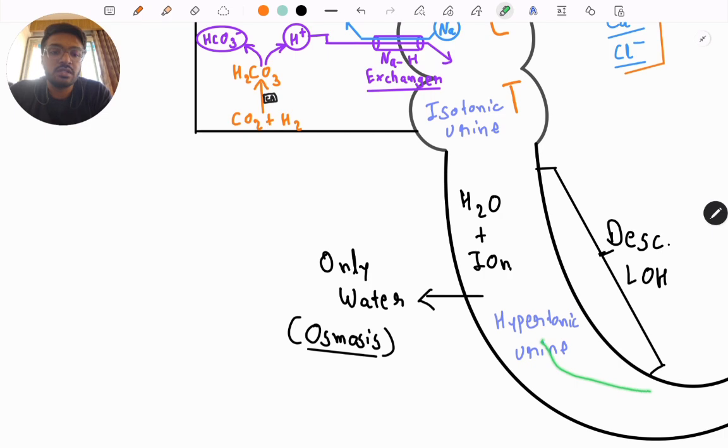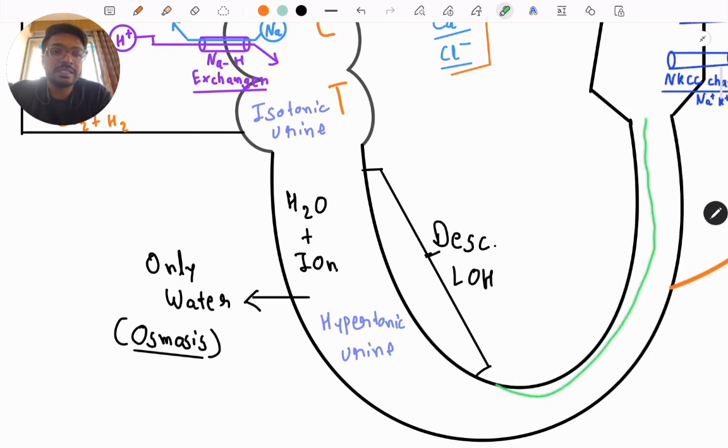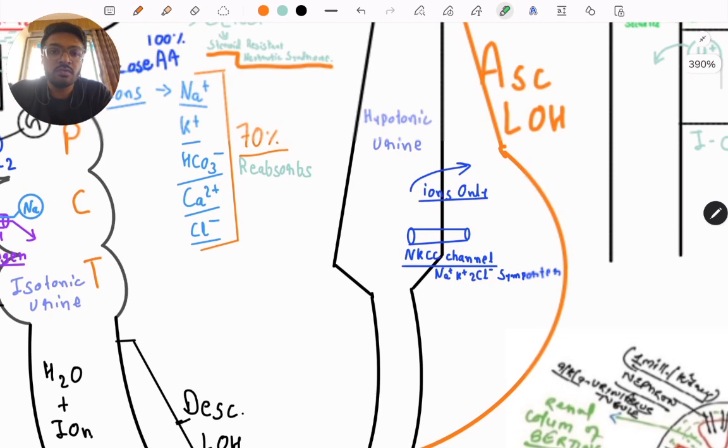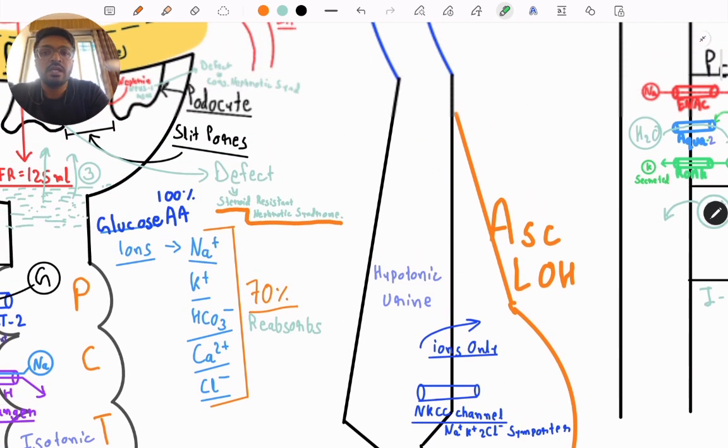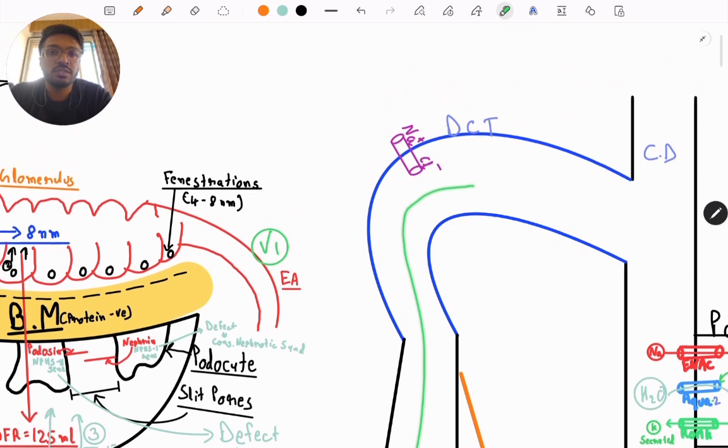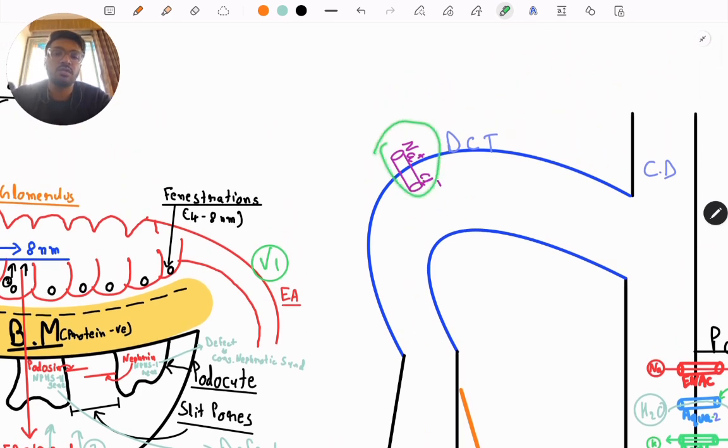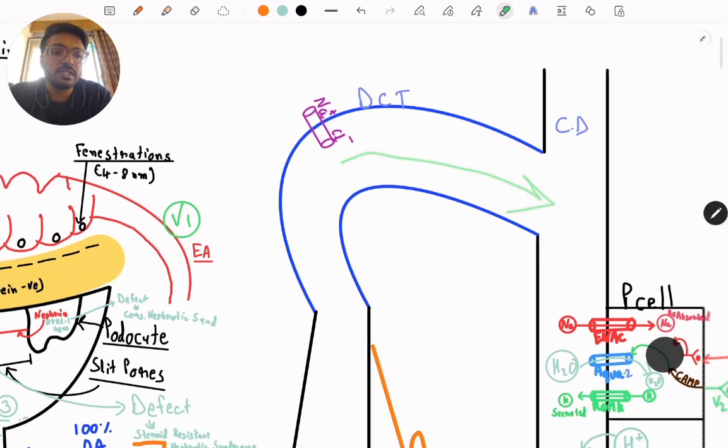This hypertonic urine then will flow towards the ascending loop of Henle, where only ions are permitted to be reabsorbed, and it has a channel called the sodium potassium 2 chloride channel, or sodium potassium 2 chloride symporter, or NKCC channel. Once the ions go out, this is going to make our urine hypotonic. Then this hypotonic urine will go to the DCT, where the sodium chloride channels are going to do their work by reabsorbing sodium chloride, and the rest will be sent to the collecting duct.